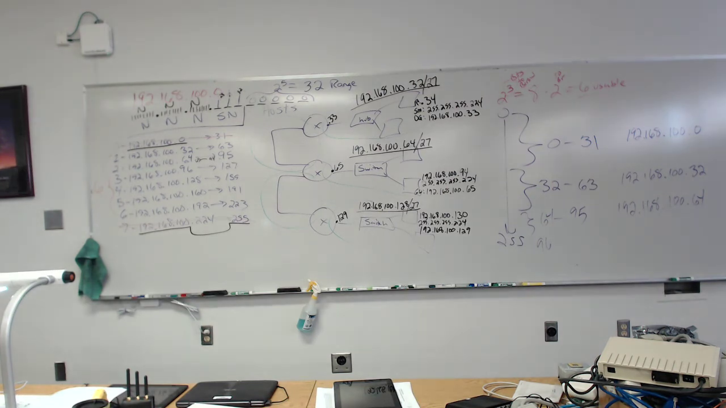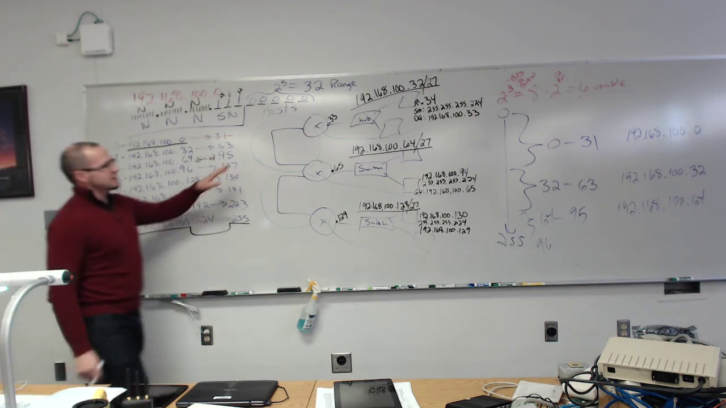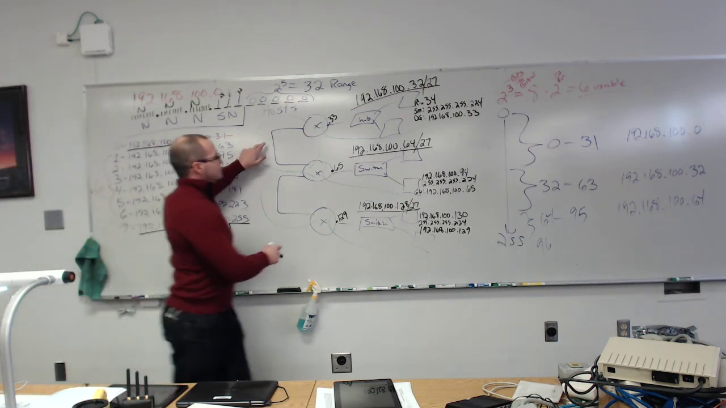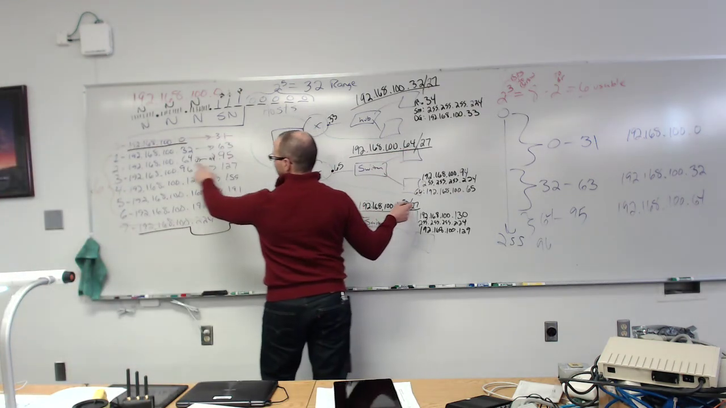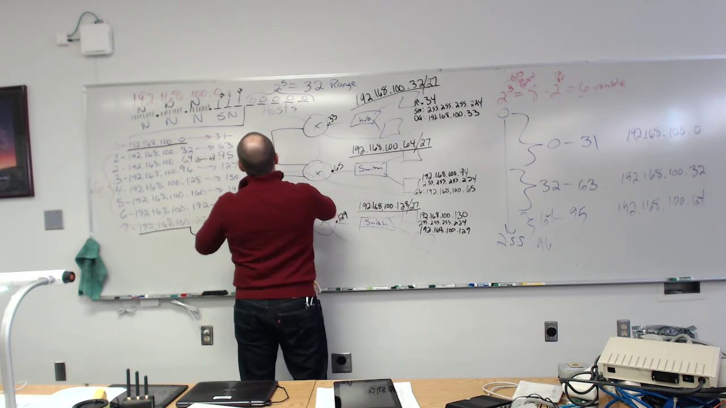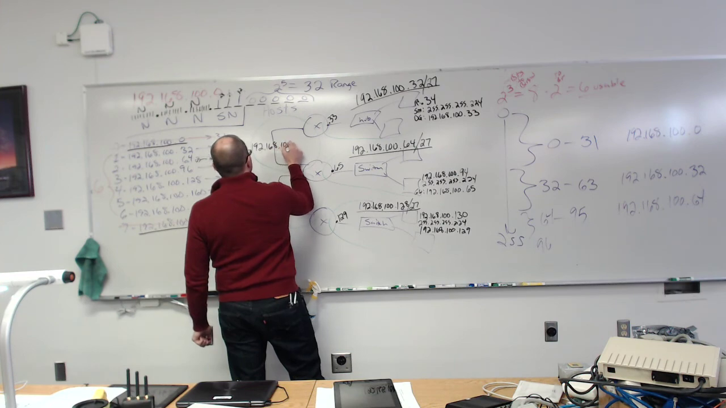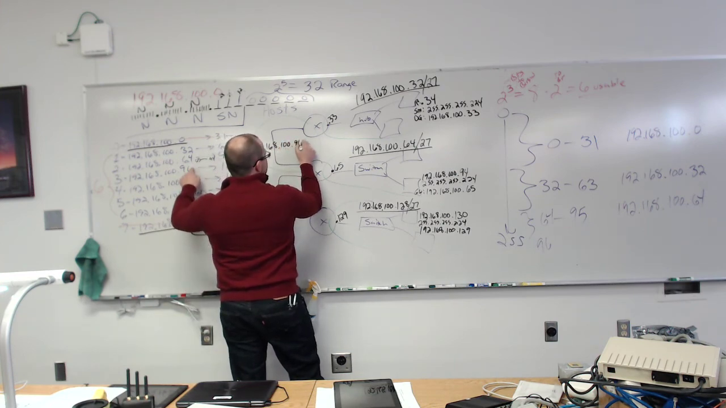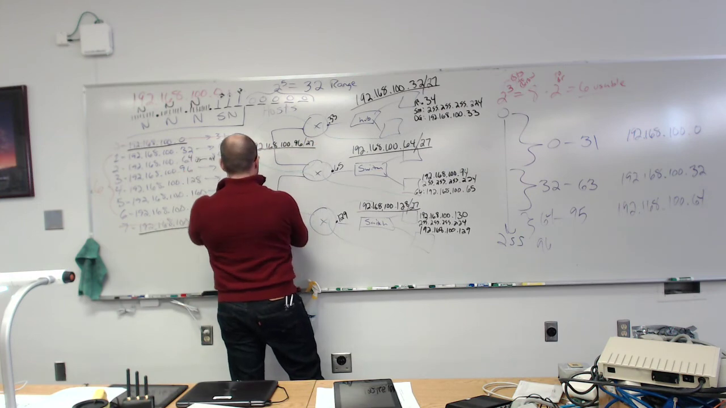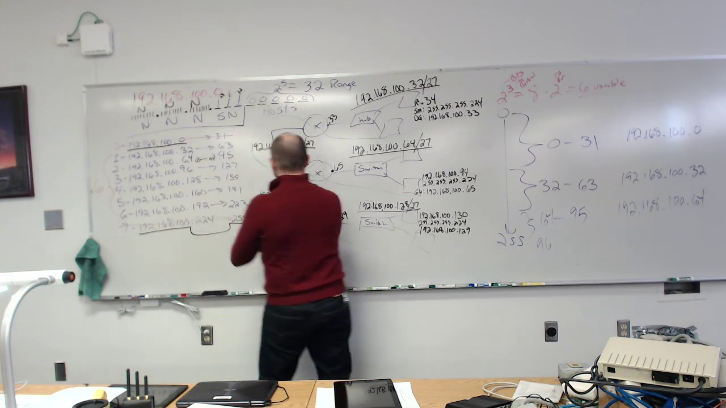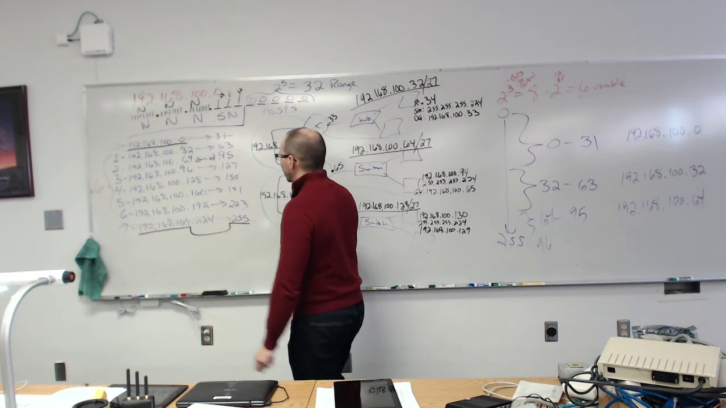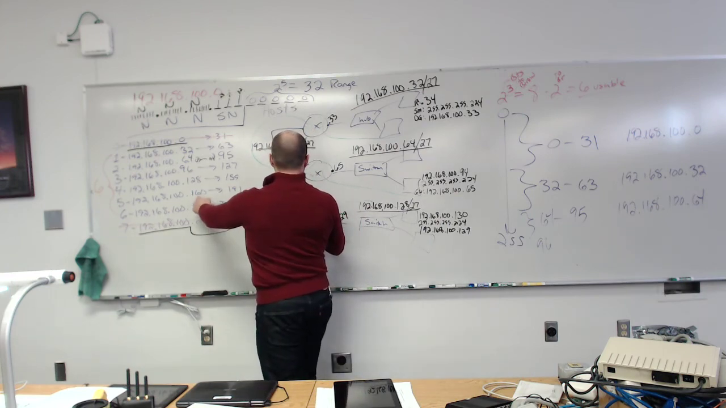So let's just assign networks real quick. Which ones haven't we used yet? We used the 64 network and the 128. So we have the 96 network. So 192.168.100.96/27, and then this one 192.168.100.